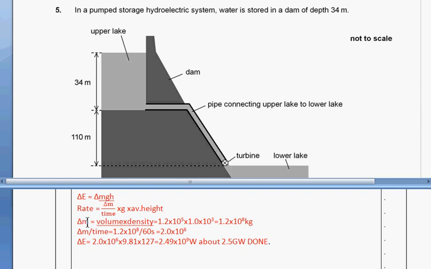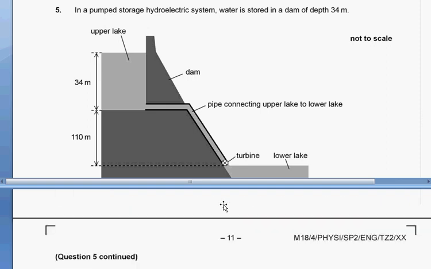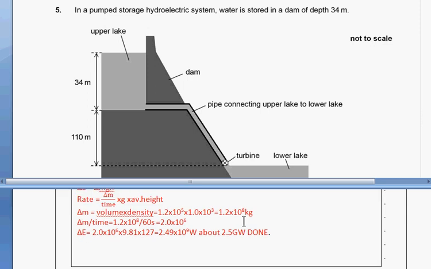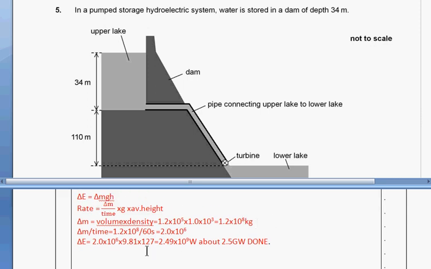Change of mass will be volume times density, and volume is how much flows, so much volume per minute. So time is 60 seconds. So volume for 60 seconds, mass for 60 seconds. We divide by 60, we know the rate. Then we put this rate into this formula for rate of decrease of energy, multiply by g and by average height. And we get about 2.5 gigawatt.